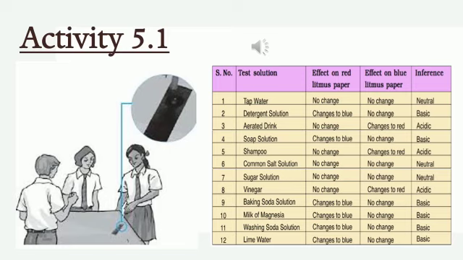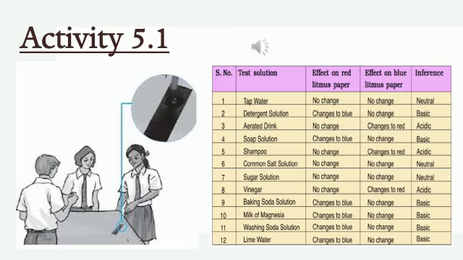Here in the table, you can see the test solution column. First is tap water. For the effect on red litmus paper, it doesn't change. Okay, so no change is seen. And also in blue litmus paper, no change is seen. If litmus paper doesn't show any sort of change, that means it is neutral. Neutral means the pH level remains at 7.